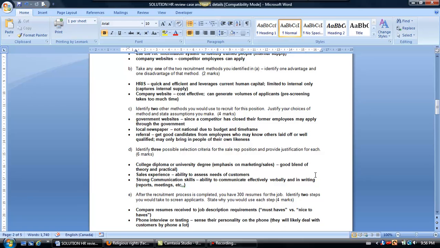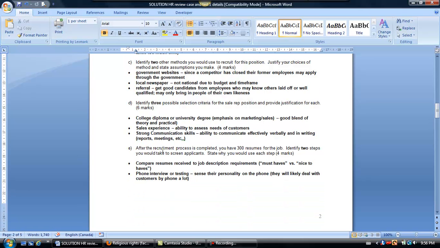Now, the other question we ask you relevant to the case is, after the recruitment process is complete, you have 300 resumes for the job. What 2 steps would you take to screen the applicants? So again, you want to make sure that you don't spend, now that you've gone through all the trouble of getting all these applicants or these people interested in your job, right? You need to make sure that you screen them down, right? So what would you do?